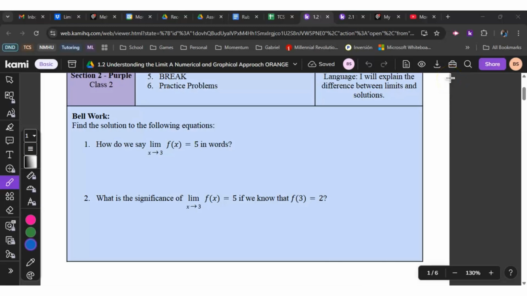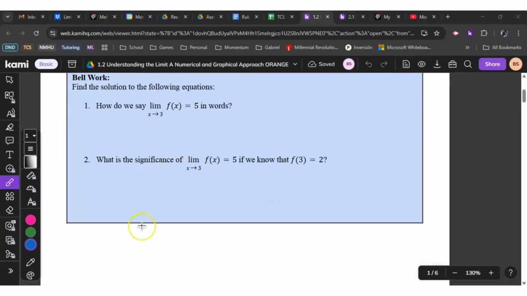Excellent. Mary Clara, read the first one. The limit of f of x as x approaches 3 is 5. Perfect. What's the other way we could say that, guys? There's two ways. Limit of f of x as x approaches 3. Perfect. So you say the limit of f of x as x approaches 3 is 5, or the limit as x approaches 3 of f of x, right? It doesn't matter the order we say those two things in. Okay? All right, next one here.